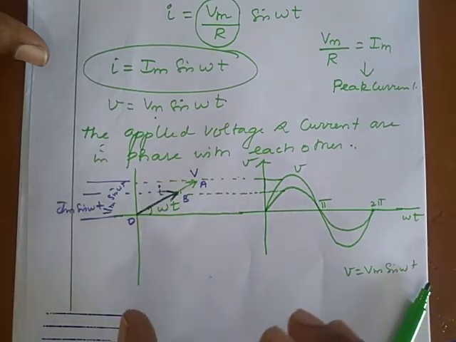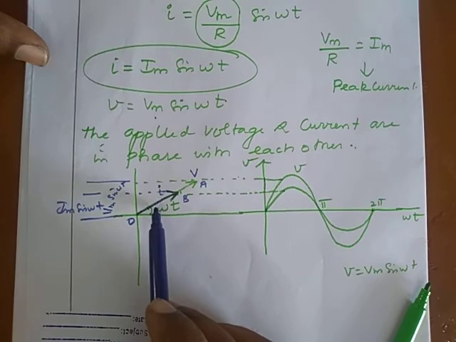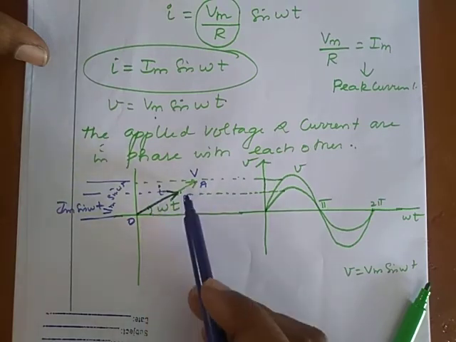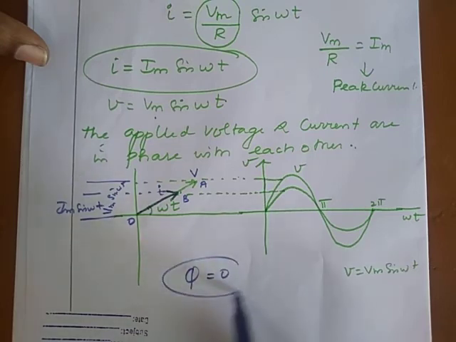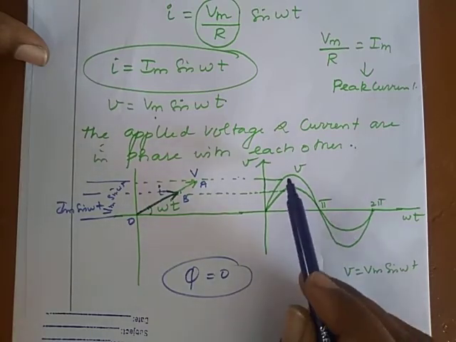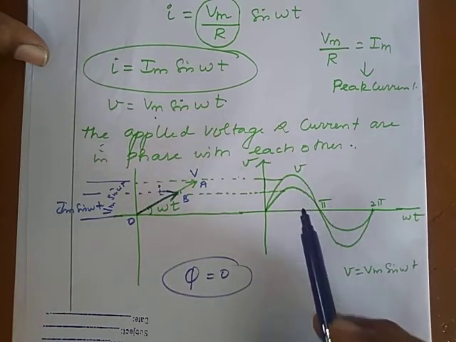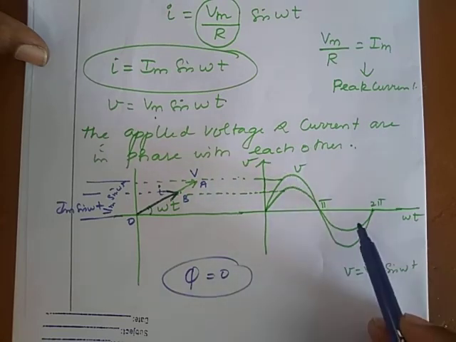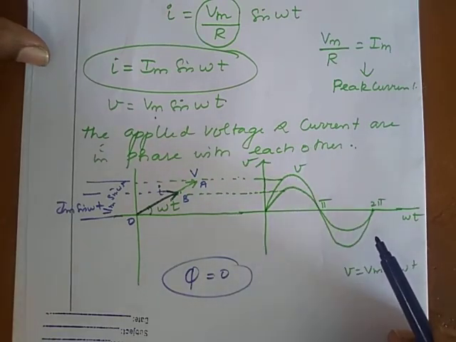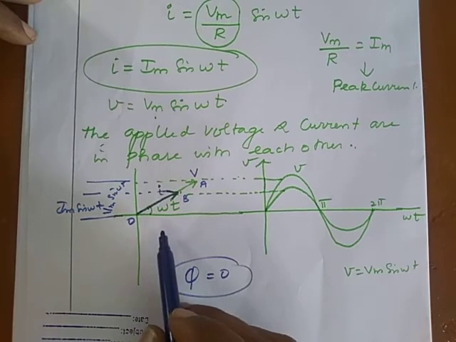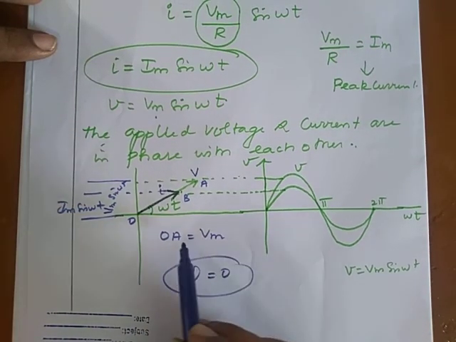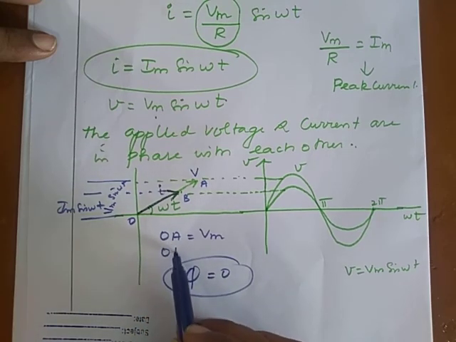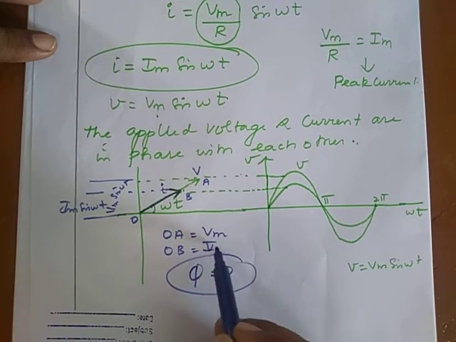From this graph we conclude that both current and voltage are in phase. So the phase angle phi is 0. In that case, both the current and voltage will reach their maxima and minima simultaneously. One more thing, OA is equal to the peak voltage and OB is equal to Im, the peak current.